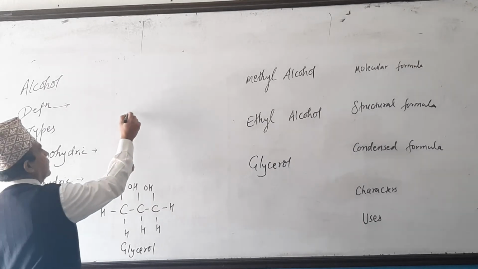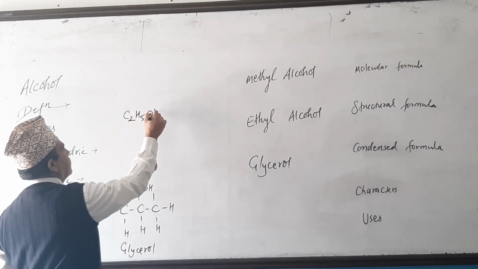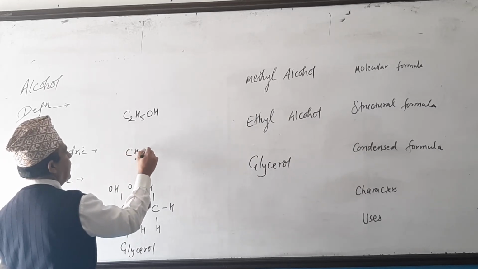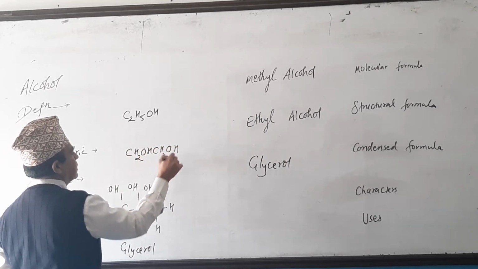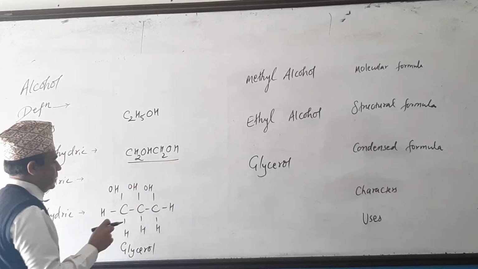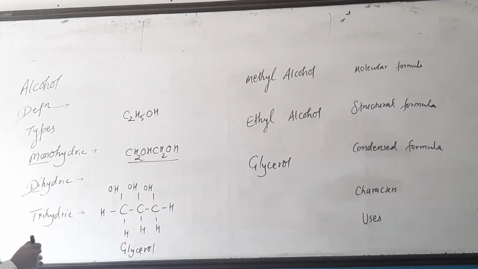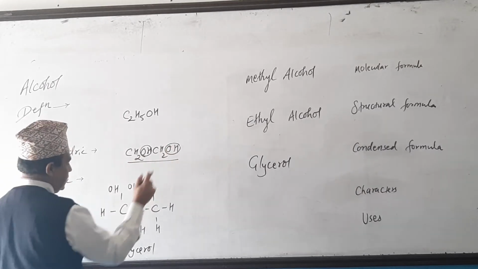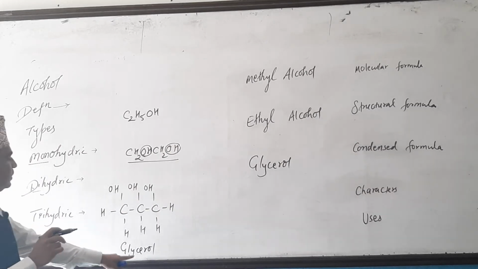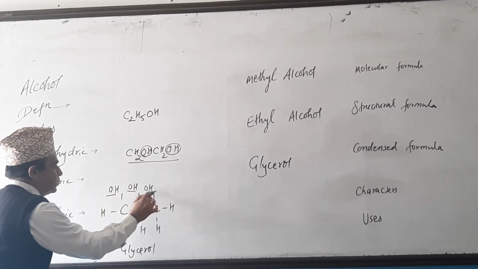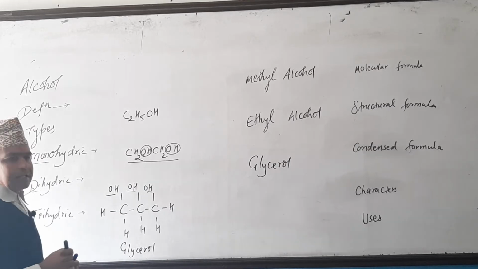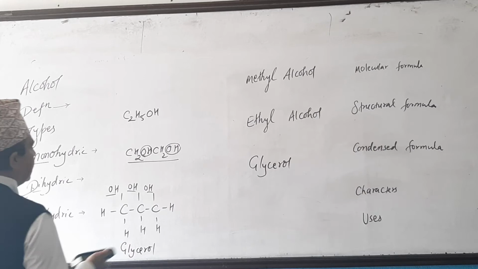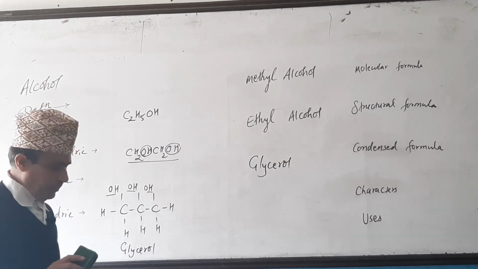Example of monohydric alcohol is C2H5OH. Dihydric alcohol, CH2OH, CH2OH. It is called glycol. You can say ethylene glycol or simply glycol, because there are 2 OH groups, 1, 2. And example of trihydric alcohol is glycerol, because there are 1, 2, 3 OH groups. That's all about monohydric alcohol, dihydric alcohol and trihydric alcohol.